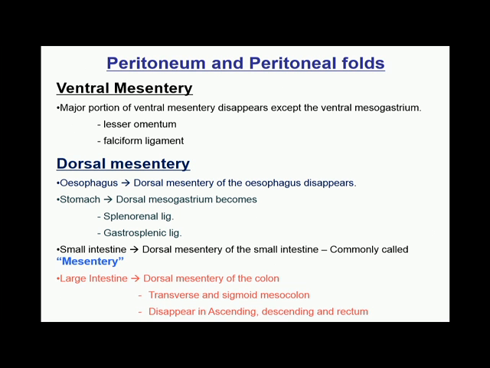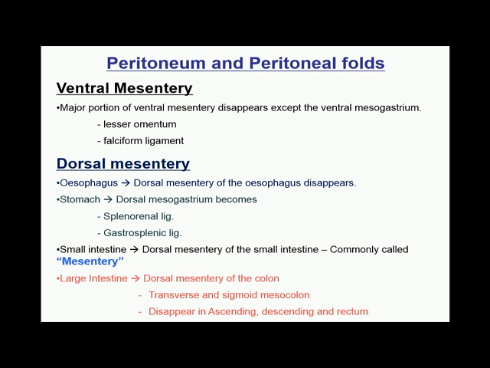All right, so coming to the peritoneum and the peritoneal folds. Now we studied two different mesenteries, the ventral and dorsal mesenteries of the GIT. Now, in the ventral mesentery, when you open the abdomen, is there a connection between the intestinal loops and the anterior abdominal wall?